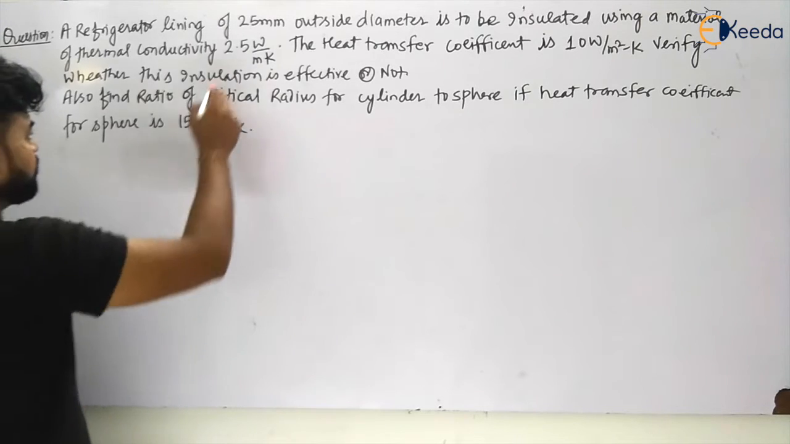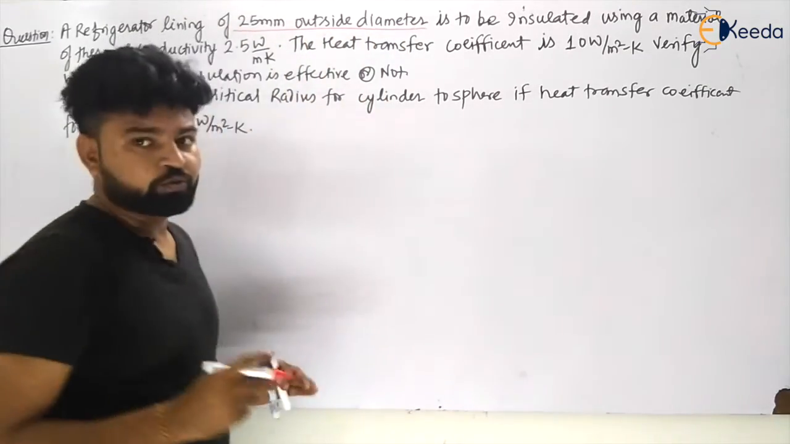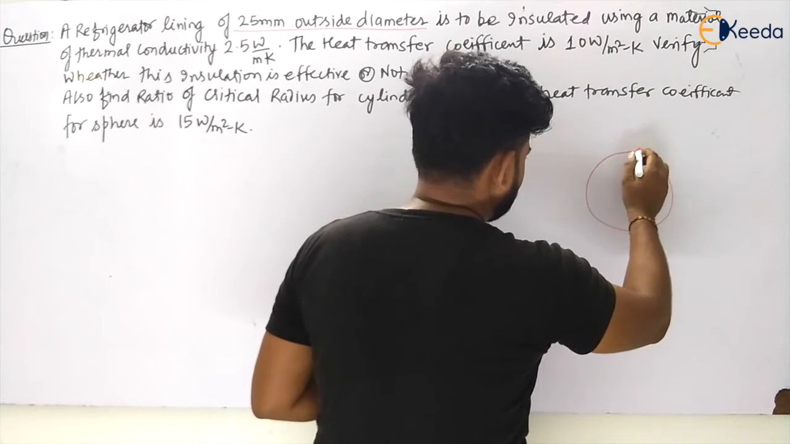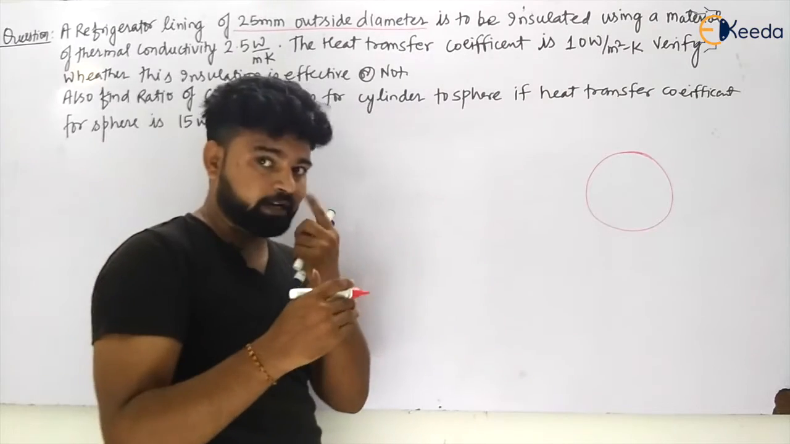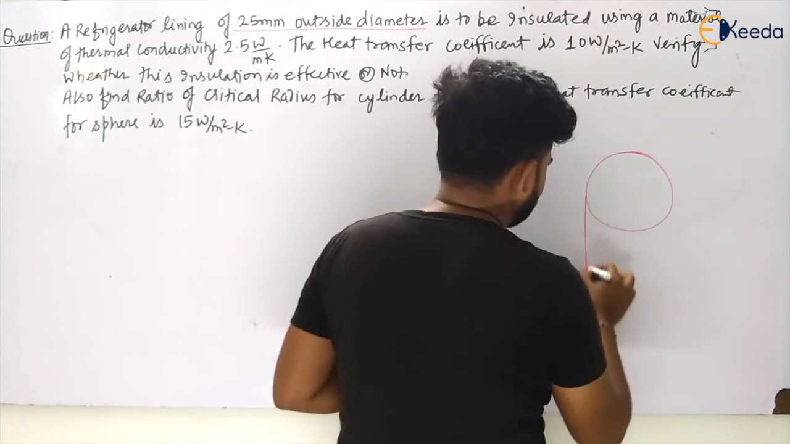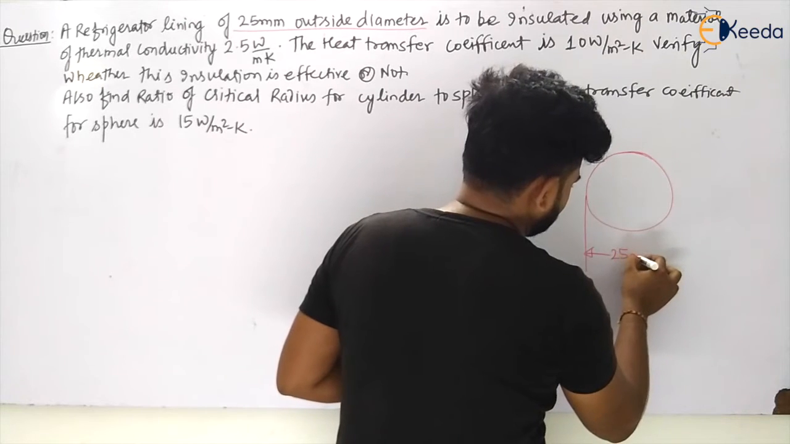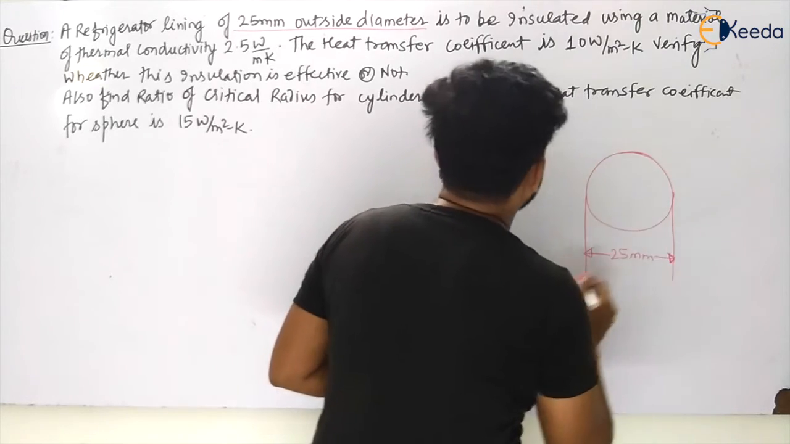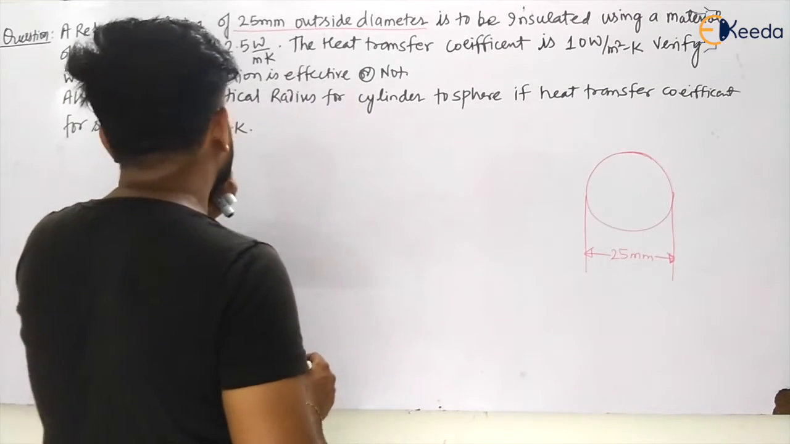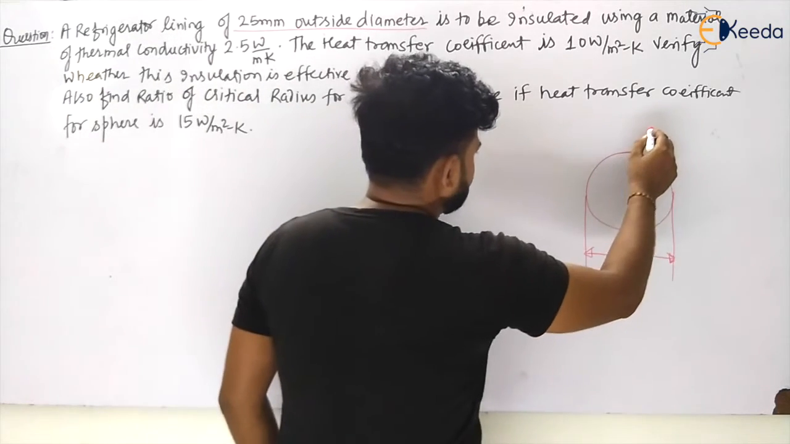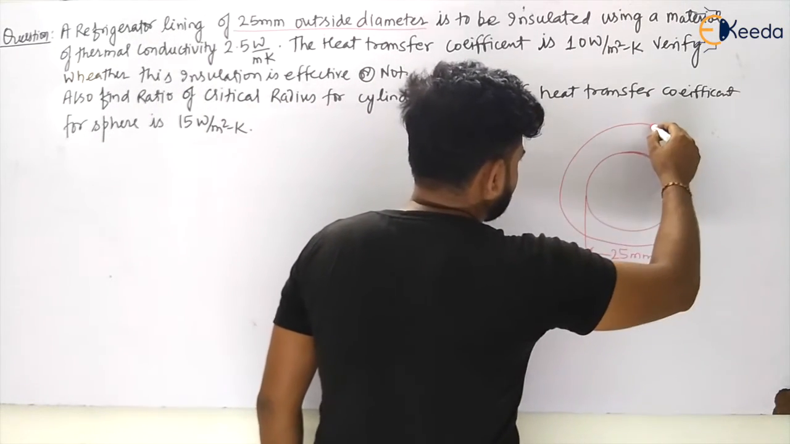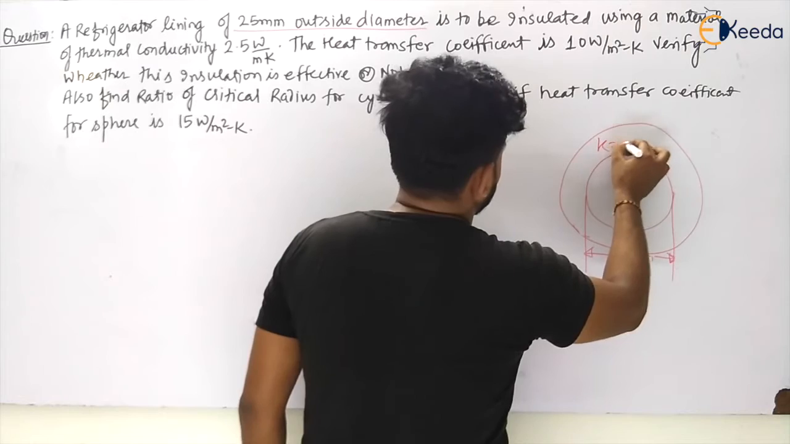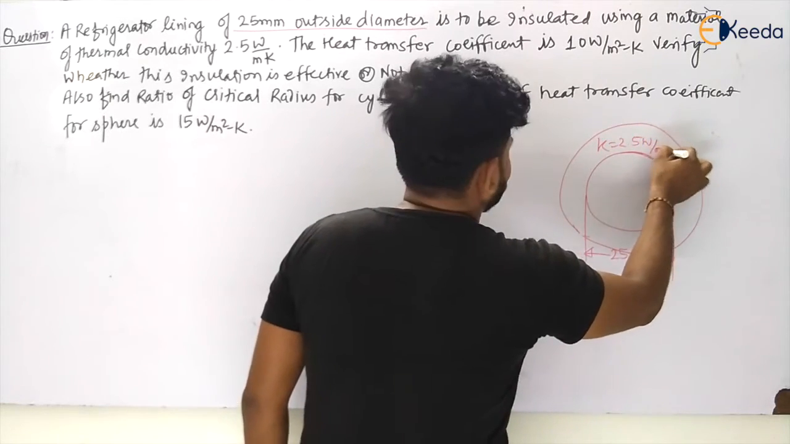A refrigerator lining of 25 millimeter outside diameter. So what have they given us? A refrigerator lining. You have seen the refrigerator lining outside, behind the refrigerator, of 25 millimeter diameter. Now it is to be insulated using a material of thermal conductivity 2.5 watt per meter Kelvin.